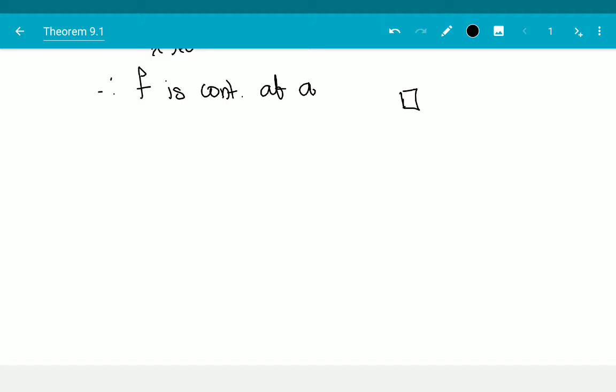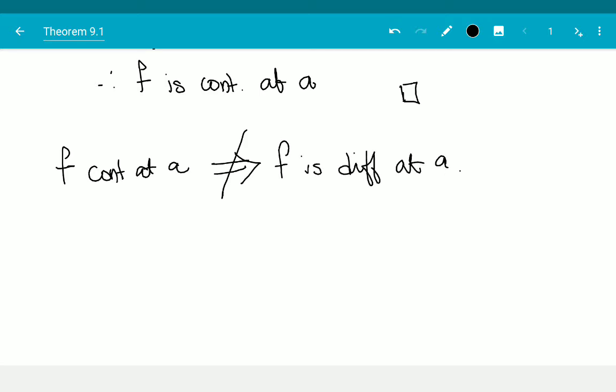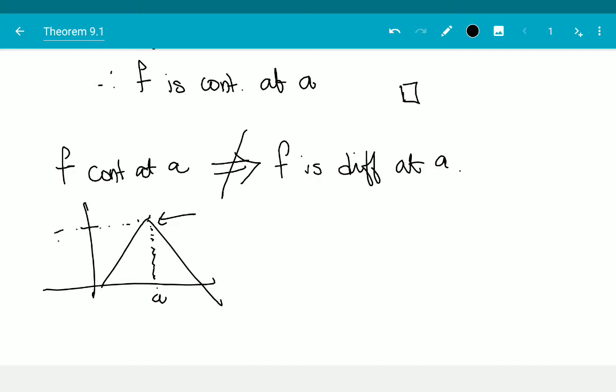Now, we know the other way is not true. You have seen the counterexample quite a few times. F continuous at a does not necessarily imply f is differentiable at a, right? The standard counterexample is something like this, with the point a and f of a. This function is not differentiable at the point a.